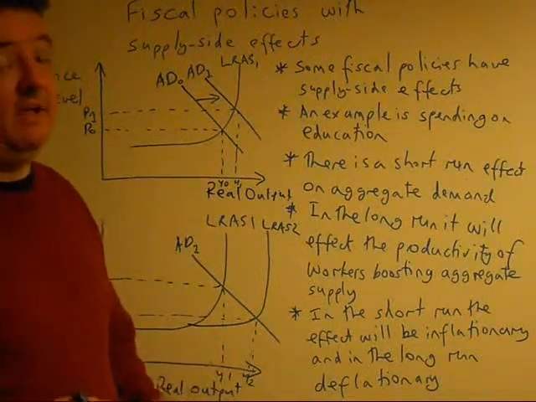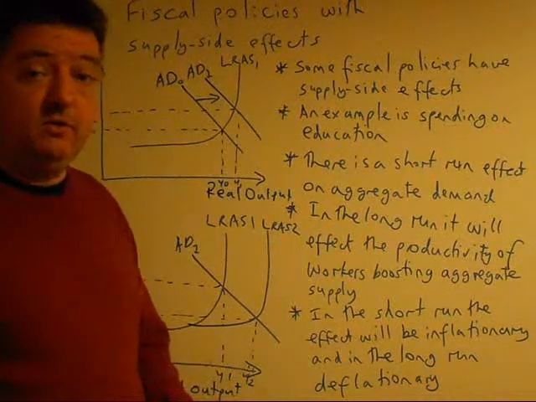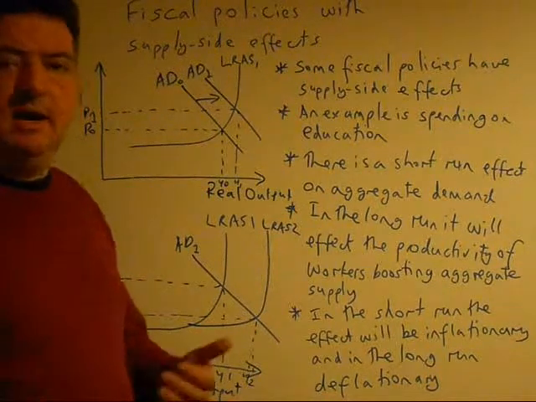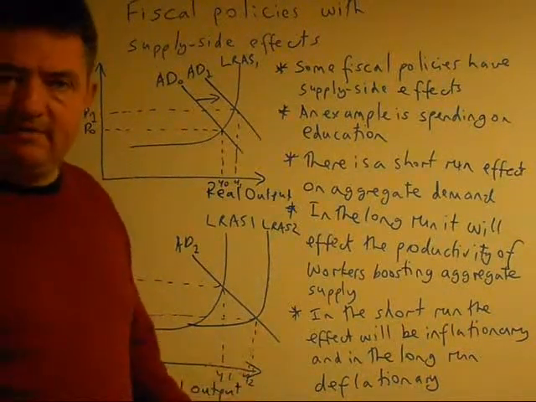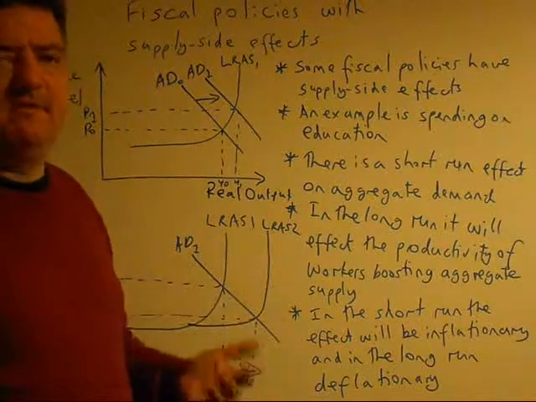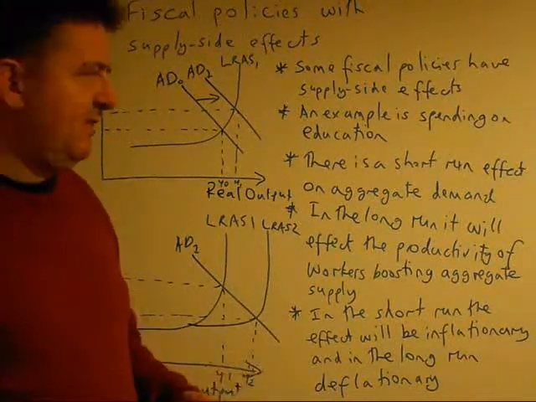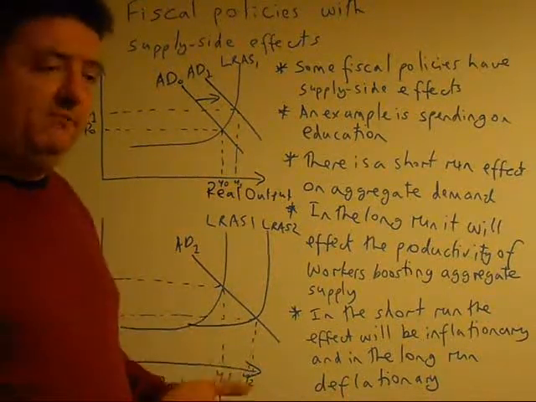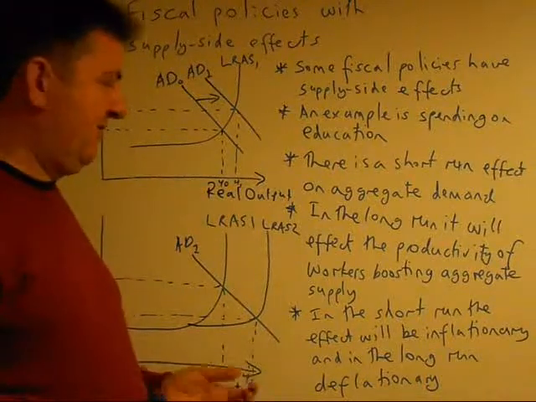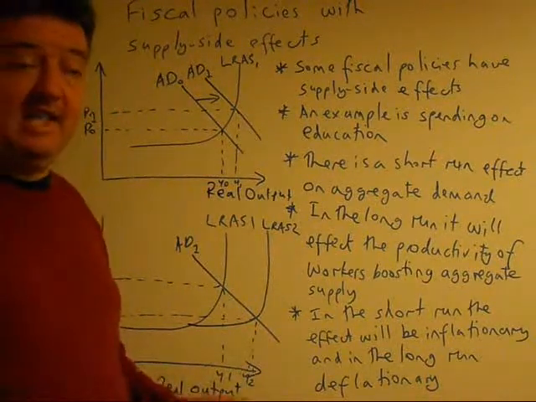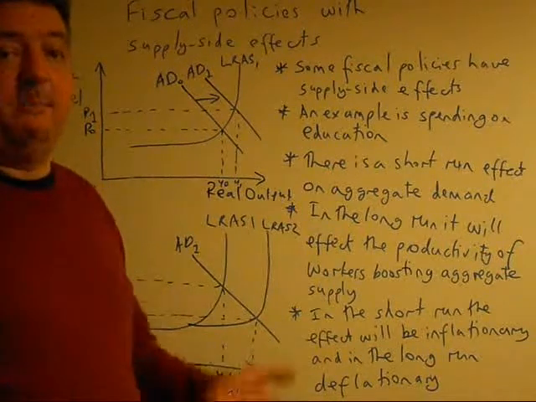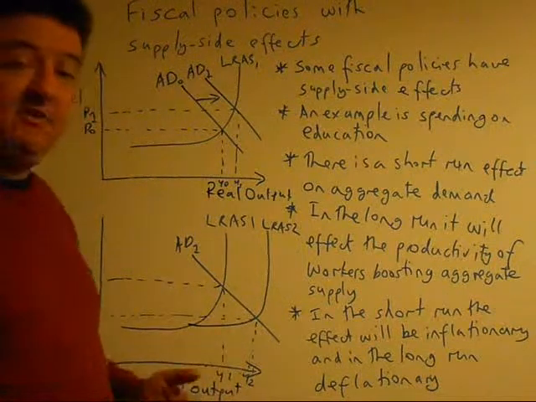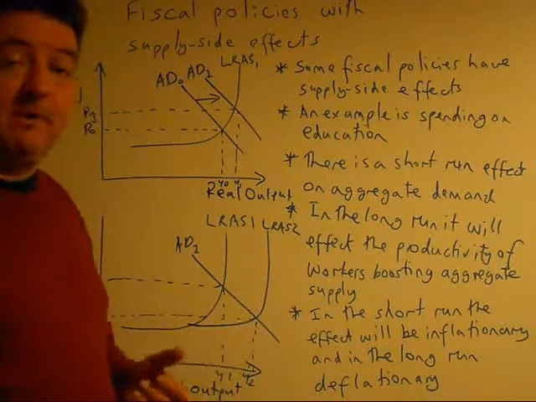For example, in the late 1970s, the Humber Bridge was built from Hull to Grimsby. And that initially created a shift in AD as workers received jobs, as companies received contracts, increasing the supply of concrete and other materials for the bridge. And then in the long run, when the bridge was finished, it led to an increase in the efficiency of the labour market in the area as people could get from one side of the Humber to work on the other side, and that led to an increase in aggregate supply and the supply curve shifting out to the right.